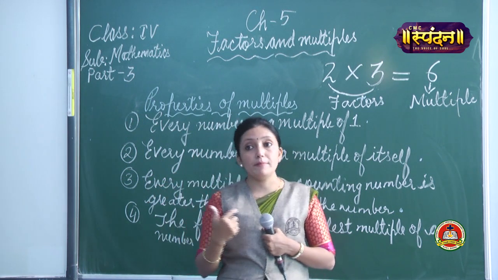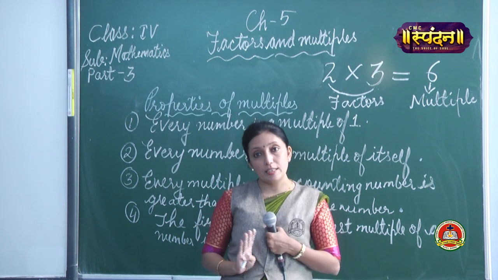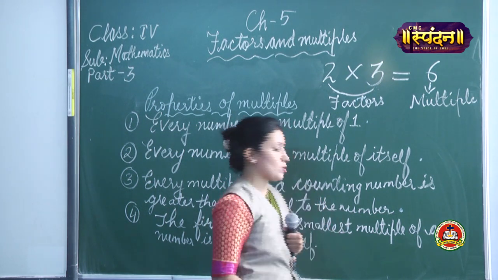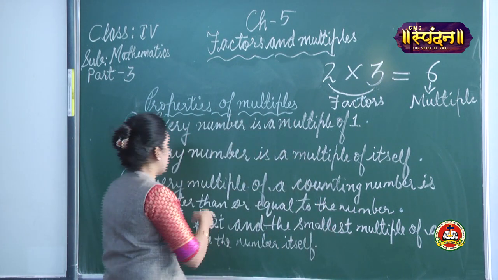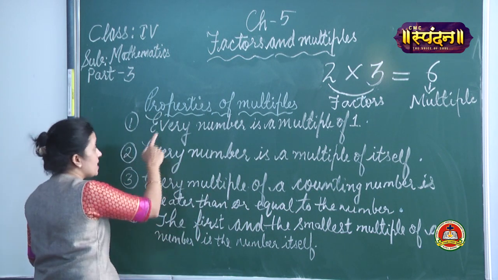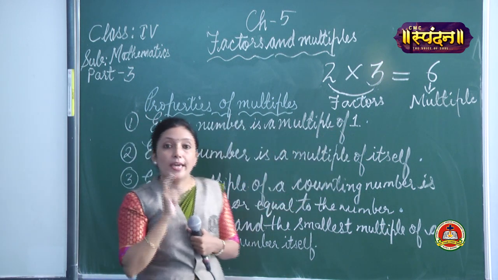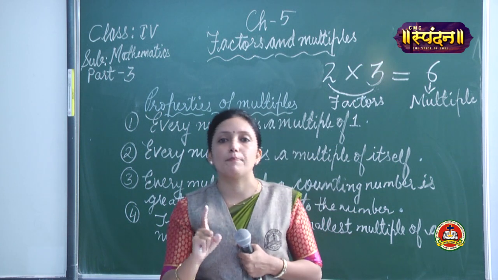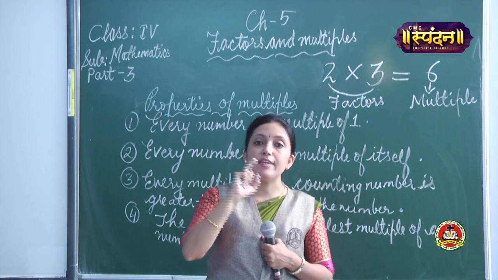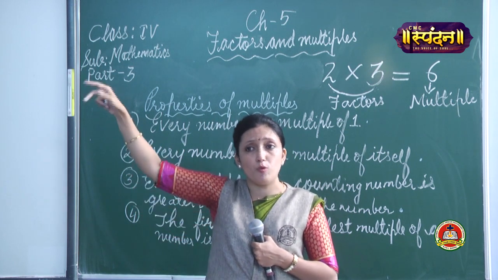But here, how will we check that it is a multiple? See, the properties are there for the factors. Here also we have some properties for multiples. Let's move on. The first property I have already written for you here is: every number is a multiple of 1. Like I say, 5 1s are 5, 5 2s are 10, 5 3s are 15. It is moving on and on.